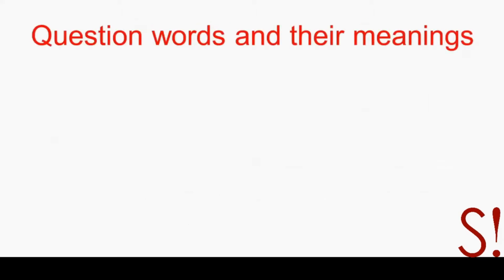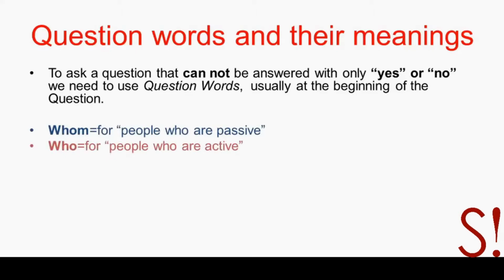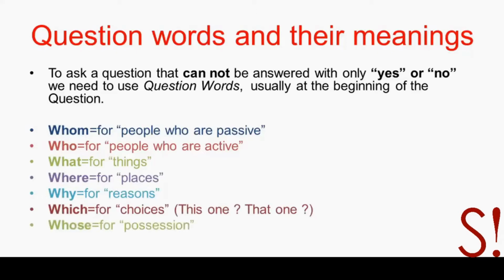Question words and their meanings. To ask a question that cannot be answered with only yes or no, we need to use question words, usually at the beginning of the question. Whom, for people who are passive. Who, for people who are active. What, for things. Where, for places. Why, for reasons. Which, for choices, this one, that one. Whose, for possession. When, for time, days, and dates. How, for the way something happens.